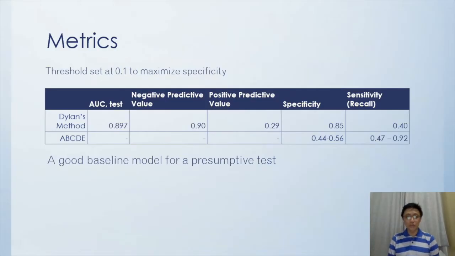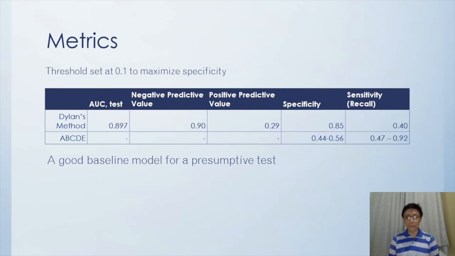With our methodology, we have achieved the following metrics. For my method, we have achieved 0.897 AUC on the public test set. Now for the following, we have set the threshold at 0.1 to maximize specificity. So we have 0.9 negative predictive value and 0.29 for the positive, that is the malignant class.